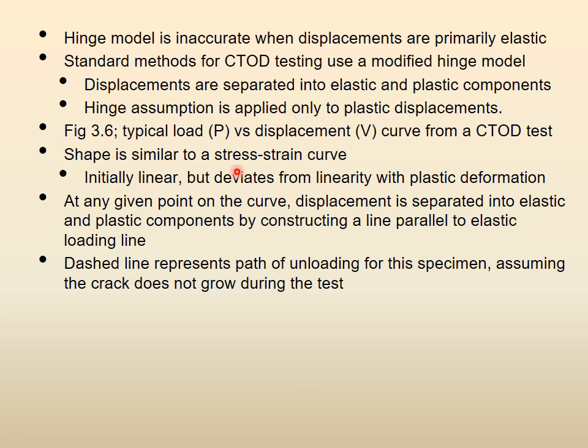In the figure on the next page, there is a typical load P versus the displacement V curve for a CTOD test. Shape is similar to a stress-strain curve, initially linear but deviates from linearity with plastic deformation. At any given point on the curve, displacement is separated into elastic and plastic components by constructing a line parallel to the elastic loading line, just like in a standard stress-strain diagram. The dashed line represents path of unloading for this specimen, assuming the crack does not grow during the test.